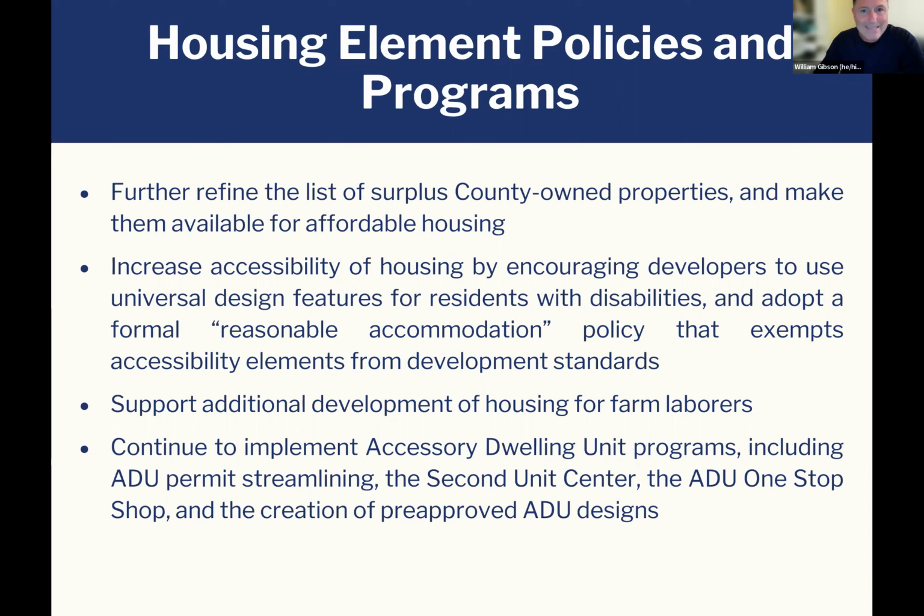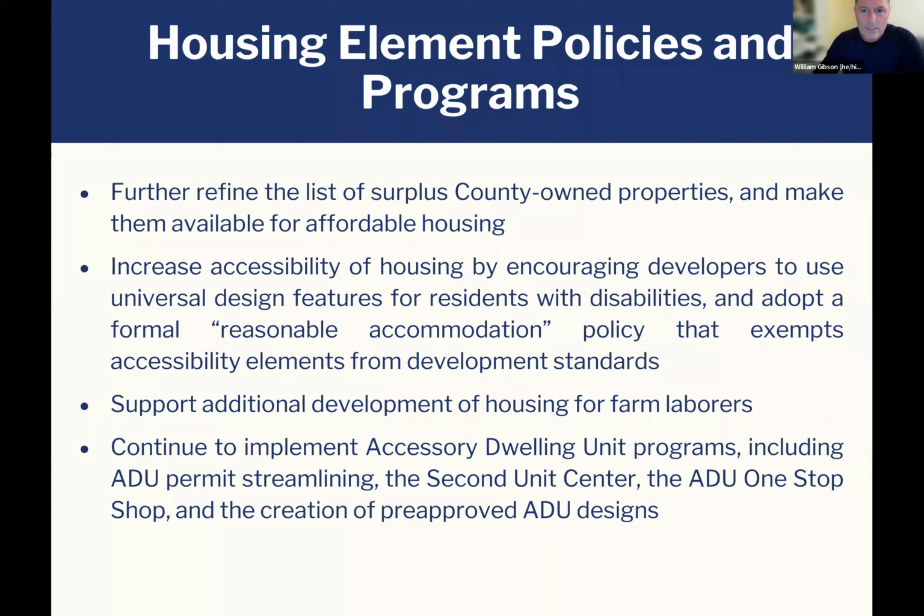We intend to increase the accessibility of housing for the disabled by encouraging developers to use universal design features that will meet any type of resident, including those with disabilities, and to adopt what's called a formal reasonable accommodation policy, which says if our zoning regulations or other standards preclude the creation of accessibility elements, we just waive those standards so that the units can be built with accessibility.